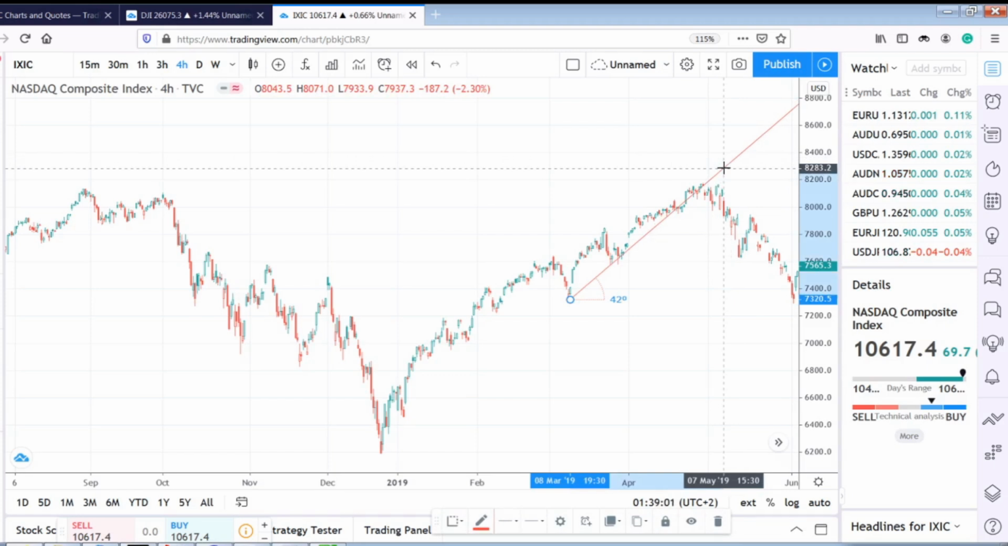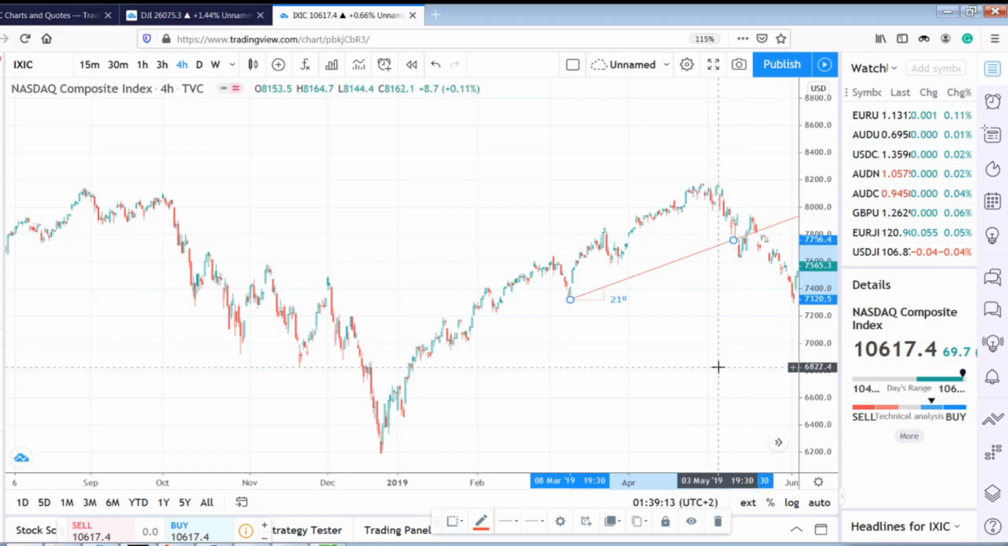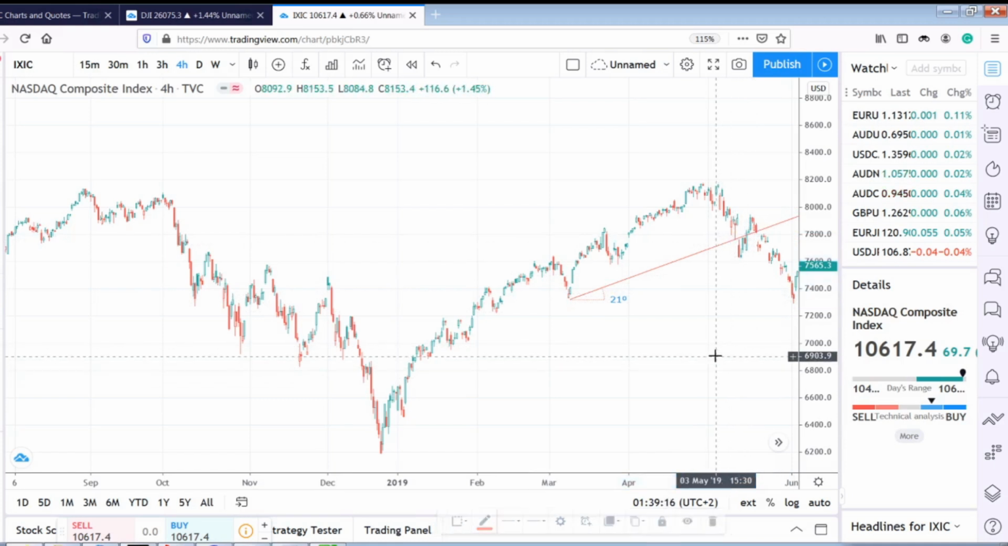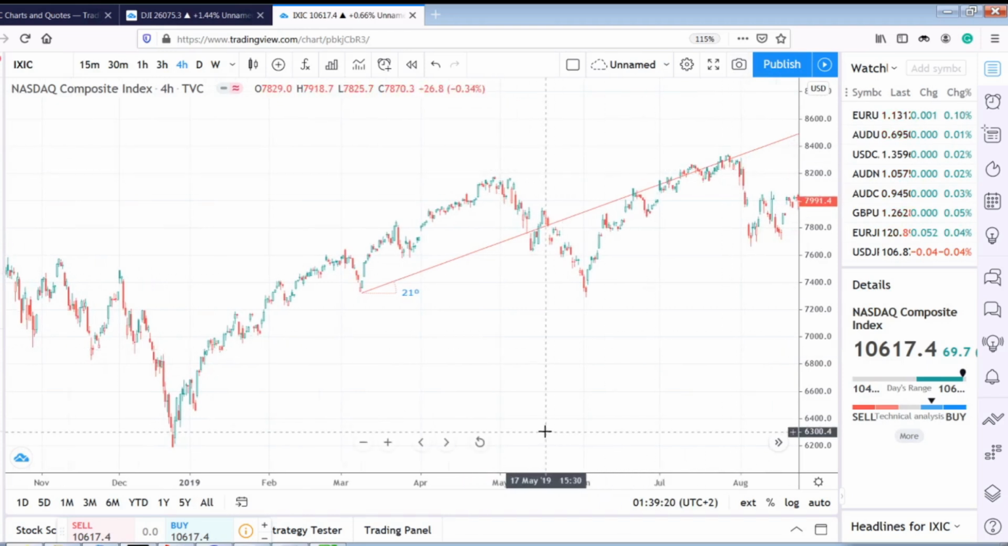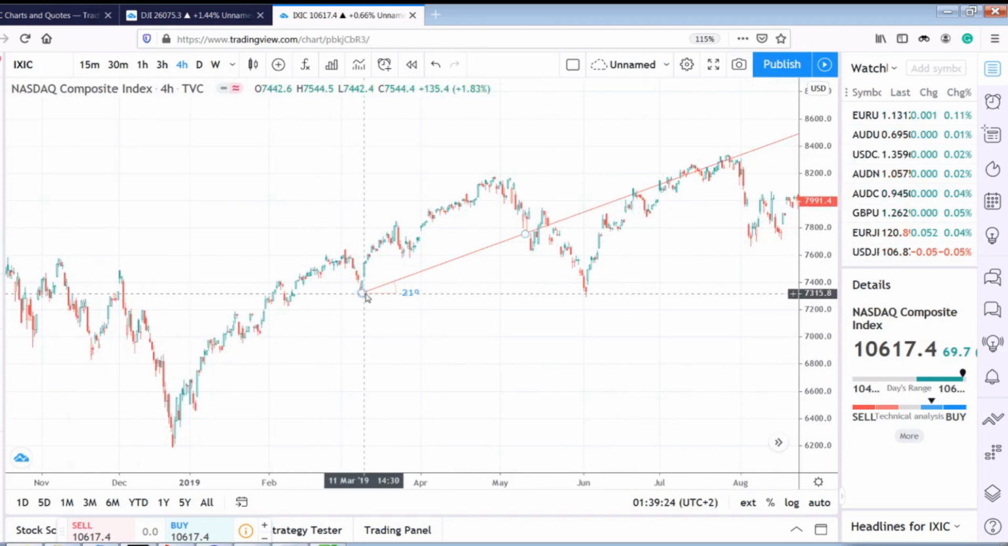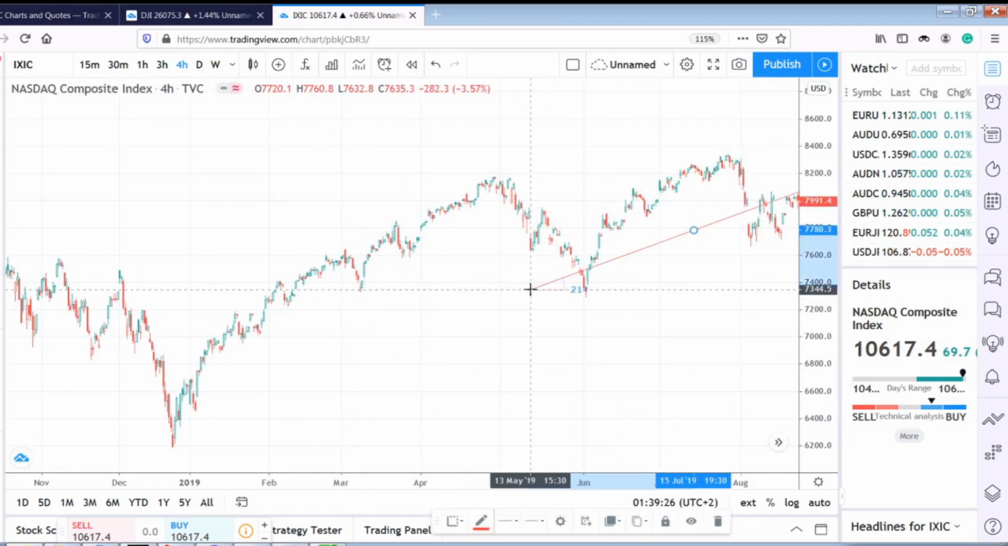It's easier to divide on TradingView, so it would be 21 degree. We do 21 degree, and we are waiting to see what's going to happen next. Okay, so let's have a butcher's at 21 degree. So I got such a situation. All right, if you get this line, you can draw it over here again.